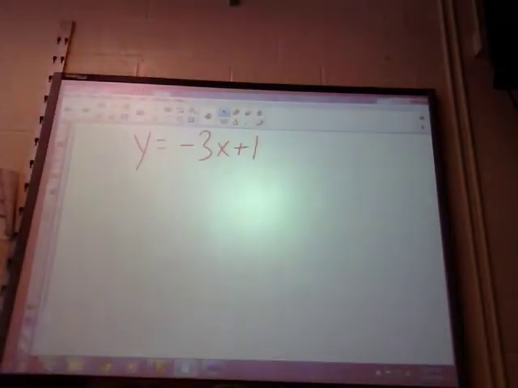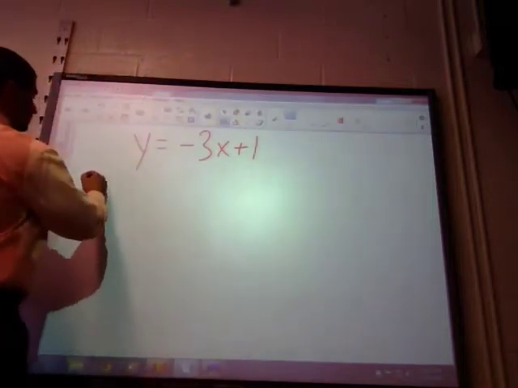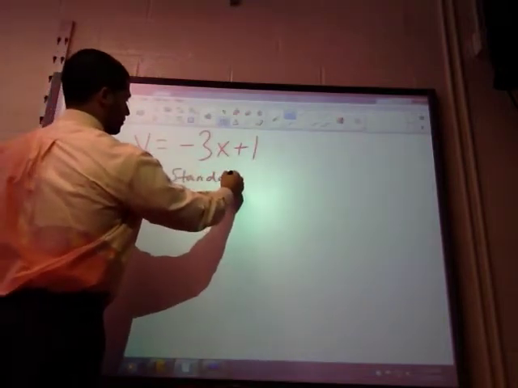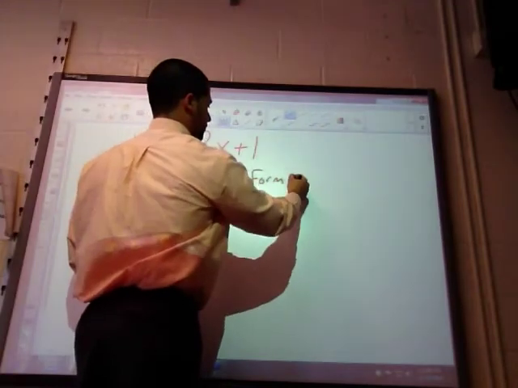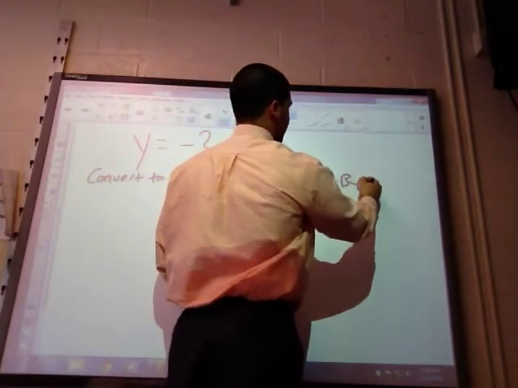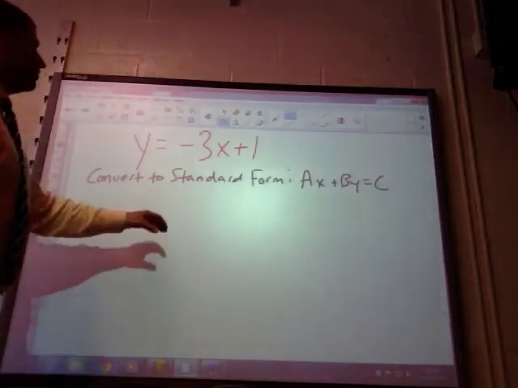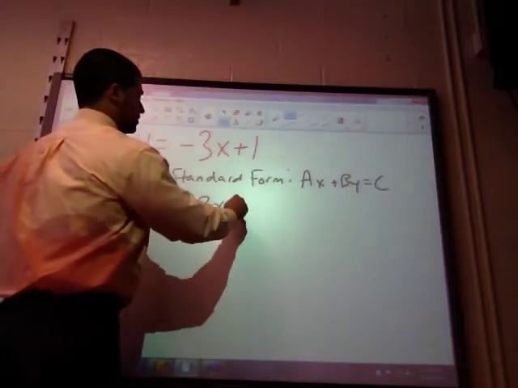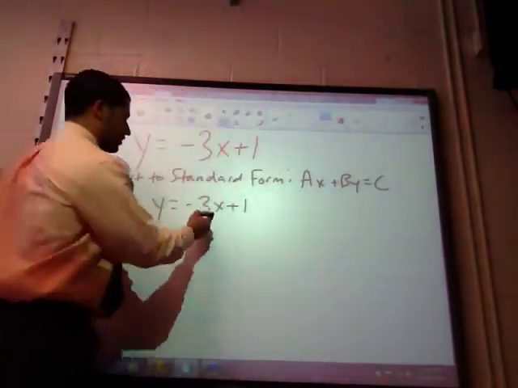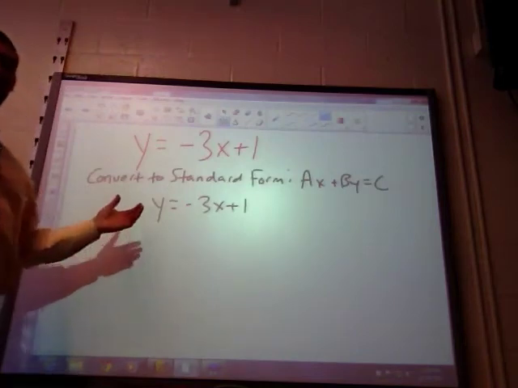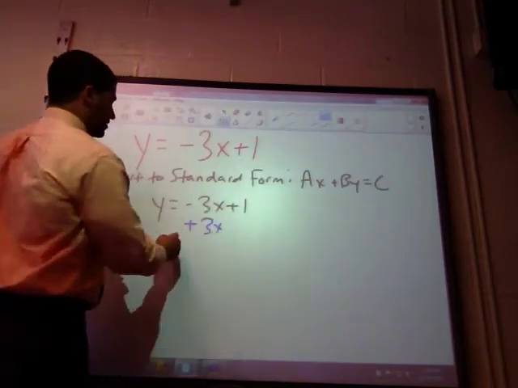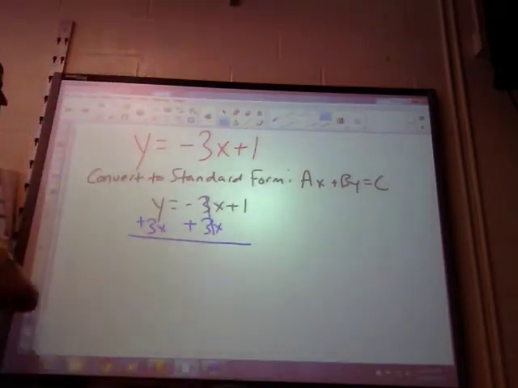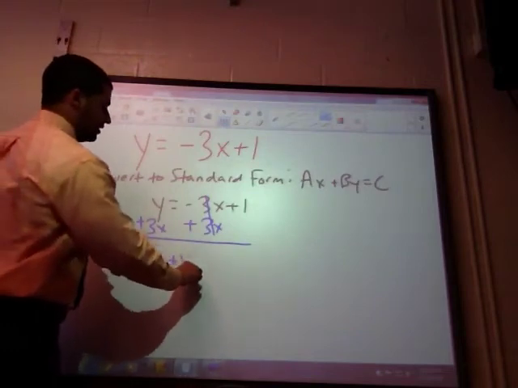So, let's convert this to standard form. Ax plus by equals c. So we need this to be on the same side as this. So if we're given y equals -3x plus 1, how can we move the -3x over to this side? Well, let's do the inverse operation by adding 3x. If you feel more comfortable with the flowcharts, feel free to do it that way. 3x plus y equals 1.